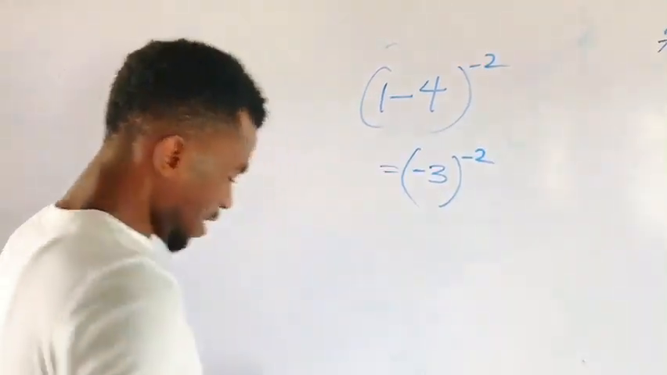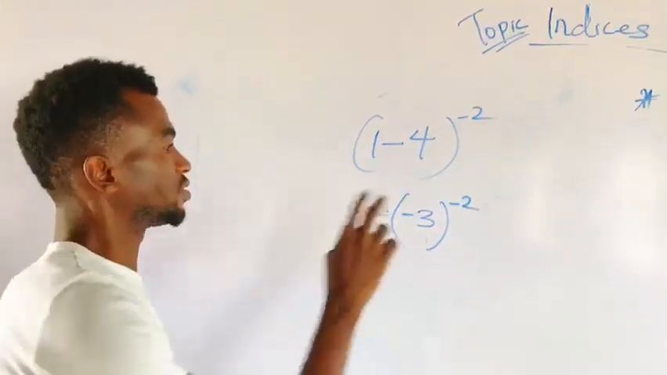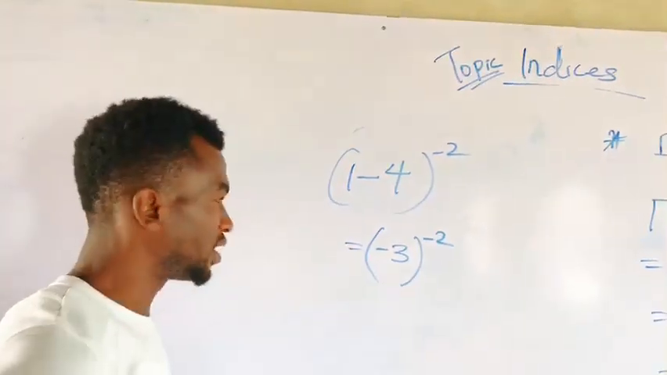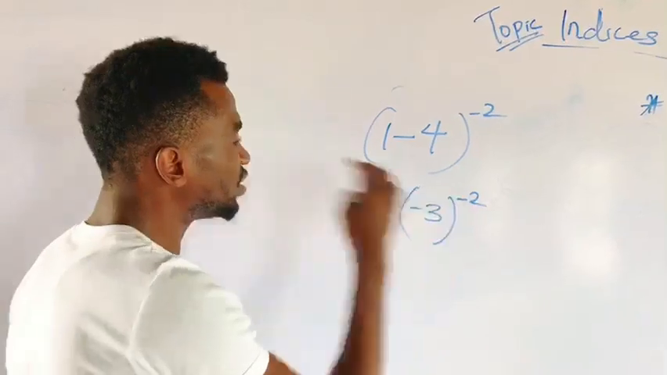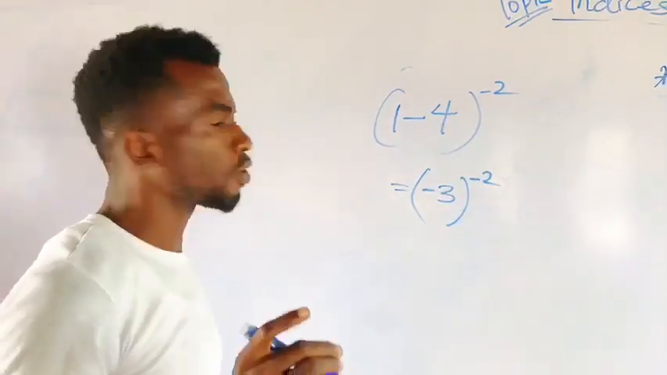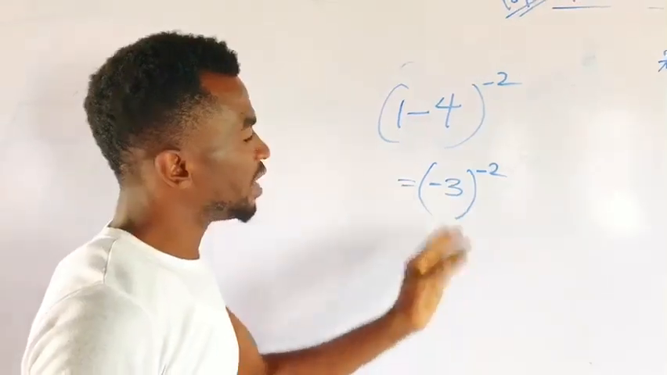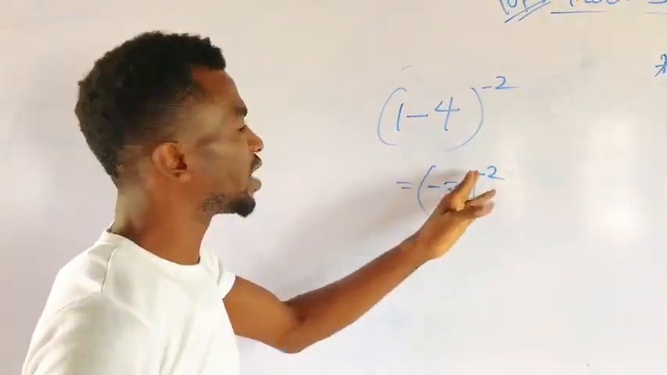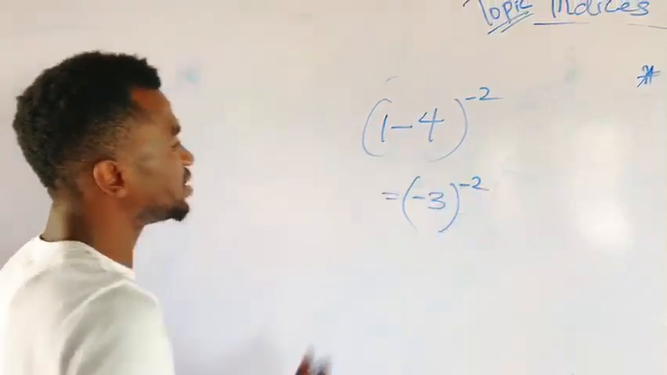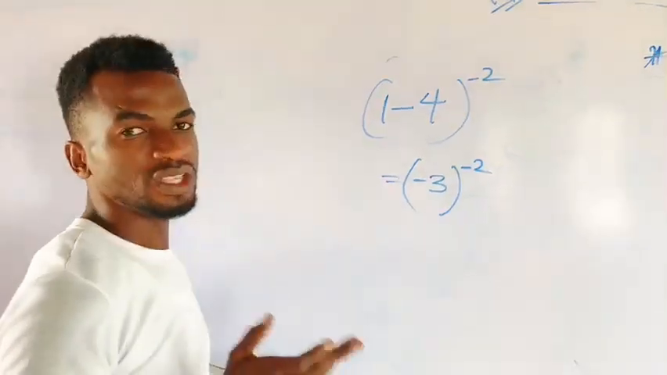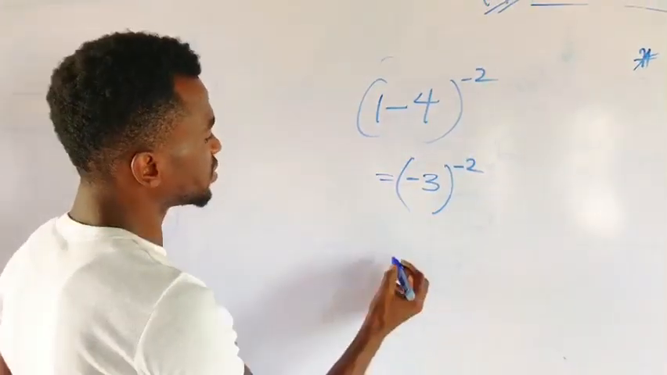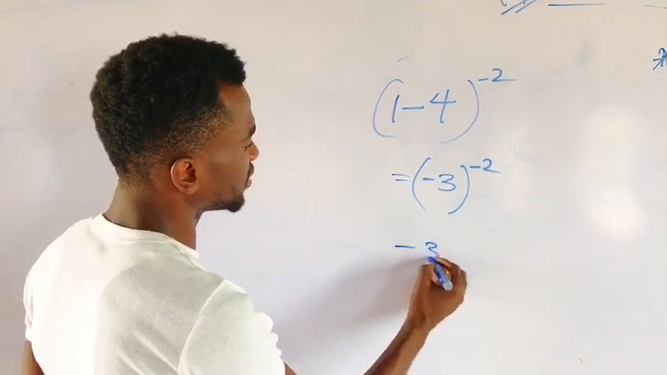Now, I told you guys something about solving indices with negative power the other time. I said solving this with negative power makes the question more complicated. So as such, we don't need this negative. All our aim is how we can eliminate that negative. Now to eliminate this negative, this minus 3, we make it a fraction. It's the same thing as saying minus 3 over 1.